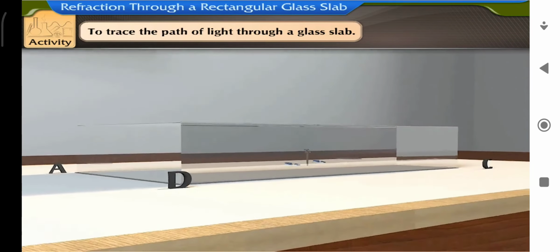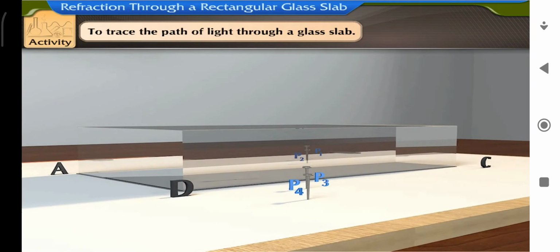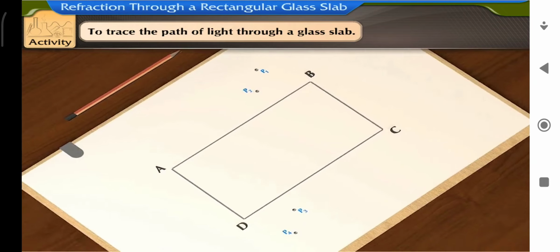Observe these pins through the glass slab from the opposite side DC. Now fix 2 pins P3 and P4 in such a way that they cover the images of the first 2 pins P1 and P2 respectively. What do you notice? You will notice that all the 4 pins appear to be in the same straight line. Remove the glass slab and the pins and mark the positions of the pins.